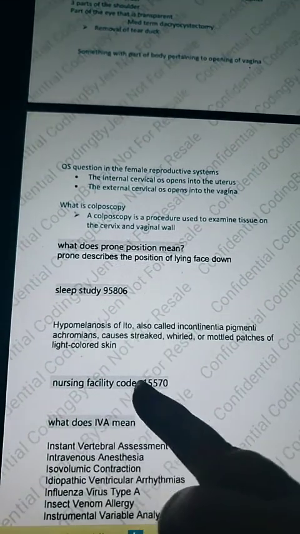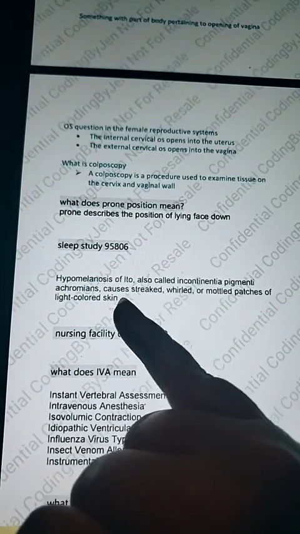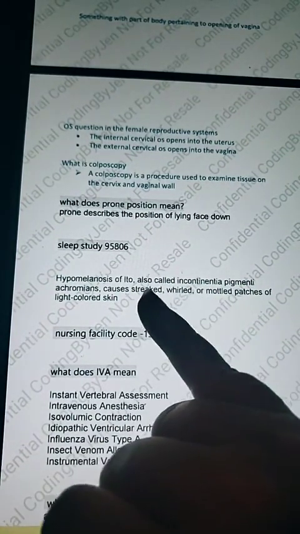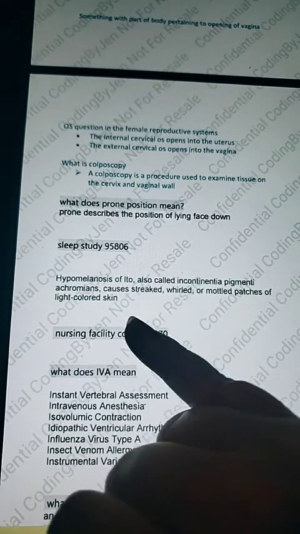Sleep study, that CPT code. The hypopigmentation that can happen, turning your skin completely white as a sheet of paper. Be sure you know that one.